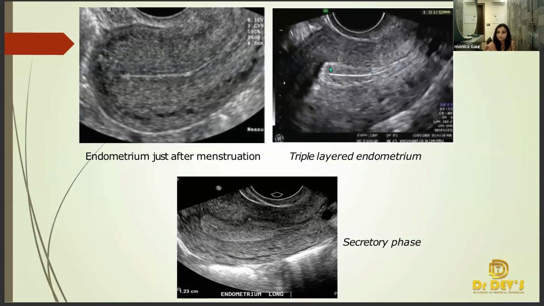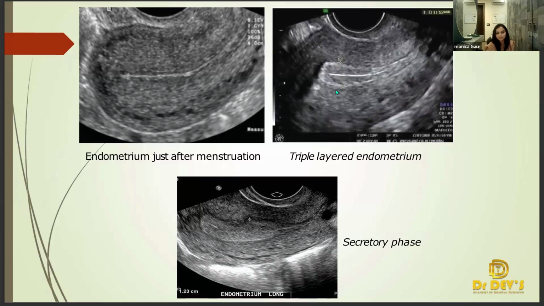Now look at this part. This is echogenic, this is more echogenic than this. That is the reason we are calling it hyperechoic. Hyperechoic, hypoechoic, and the most echogenic part. This is non-functional, functional, and this is the cavity.